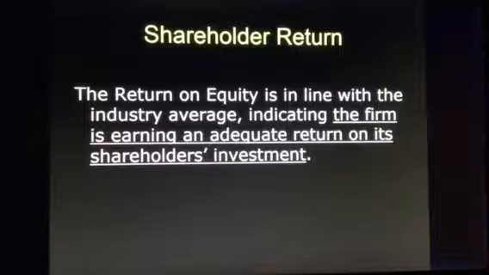Notice the language of in line or comparable, of neutral, is to say the firm is earning an adequate or sufficient or competitive return, or a return comparable to that of its peers. That's the language of neutral: comparable, in line with, adequate, sufficient. The language of good is going to be superior, exceptional, good, above average in most cases. The language of poor is going to be poor, or inferior to, or inadequate, bad, that sort of thing.